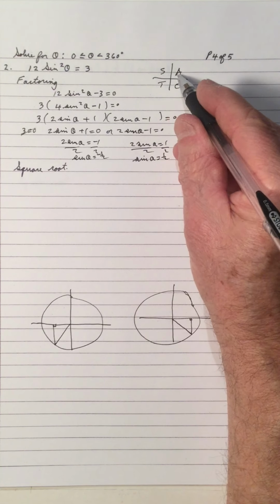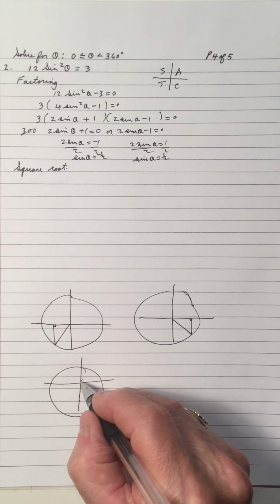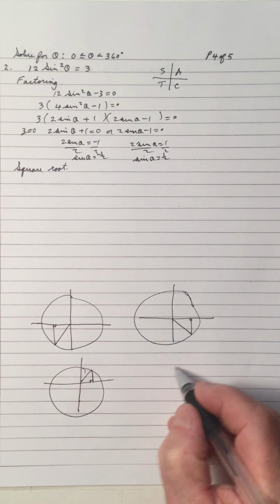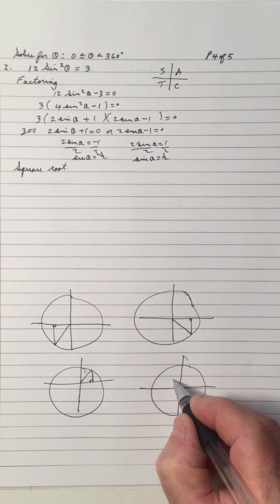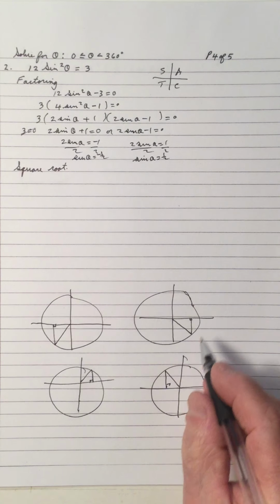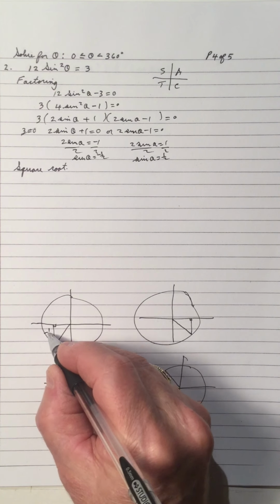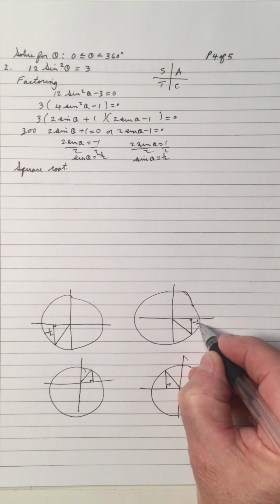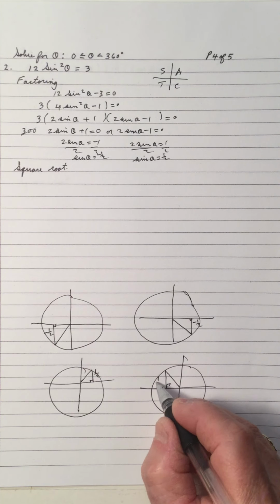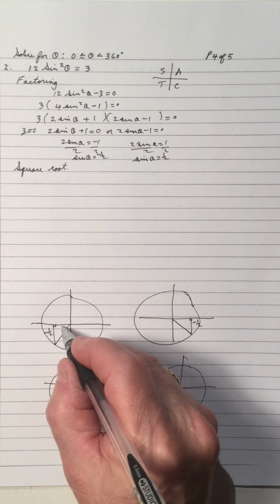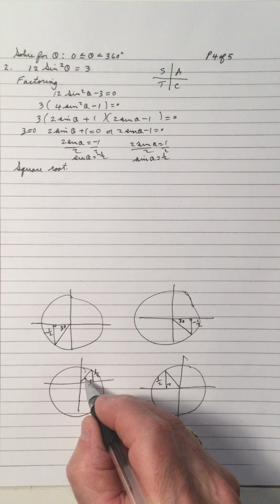Sine is positive in 1 and sine is positive in 2. So sine is a half, or negative a half. Sine is a negative a half here, sine is a negative a half here. Sine is a positive a half in 1, sine is a positive a half in 2. And opposite the half is a 30-degree angle. So the reference angle for each one of these questions is 30.